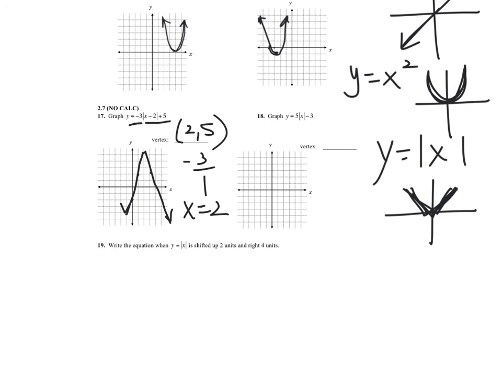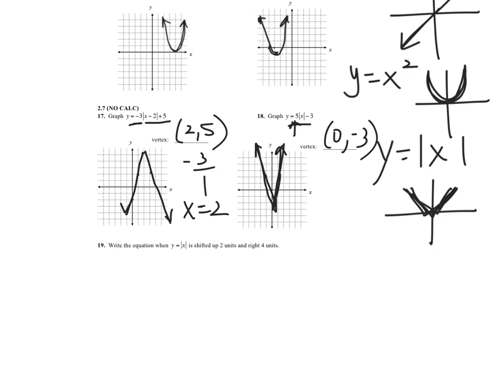Okay, over here, vertex. There's no shift left or right, but there is a shift of 3 down. So 1, 2, 3, that's where my vertex is. It's at the point 0, -3. 5 is my slope, in quotations. So we're going to go 1, 2, 3, 4, 5, and over 1 in each direction. It makes it a really slanted, pretty skinny V shape.